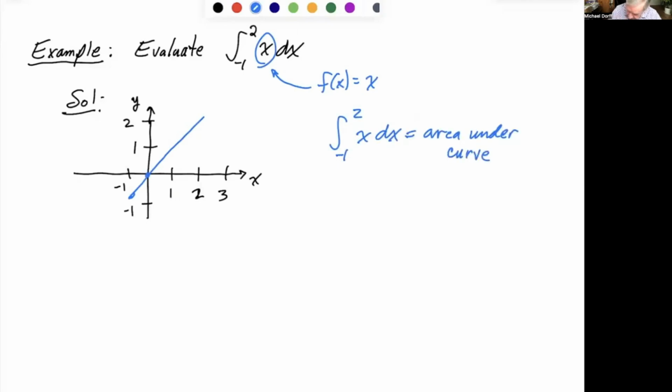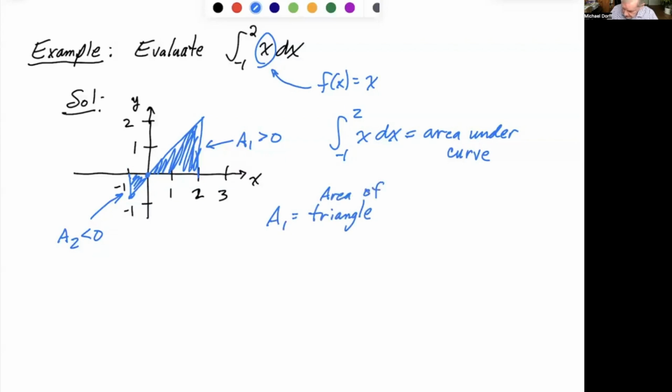So what is that area? Well, it's this blue area and this blue area. But remember that if the area is above the x-axis, like this one, A1, it's positive, and if it's below the x-axis, it's negative. Now, this is easier than just a random integral because what's my shape there? Well, A1 is a triangle, and it's the area of a triangle, which is 1/2 base times height. In this particular case, the base B1 here is 2. So B1 equals 2. And the height here, H1, is also 2.